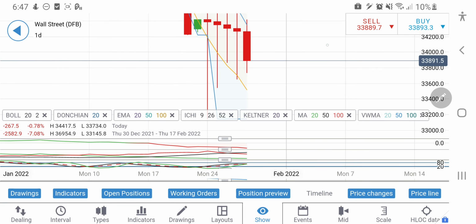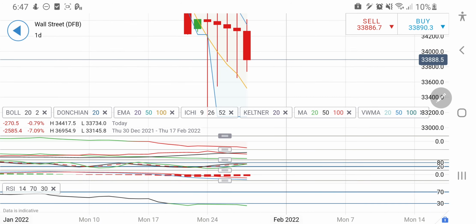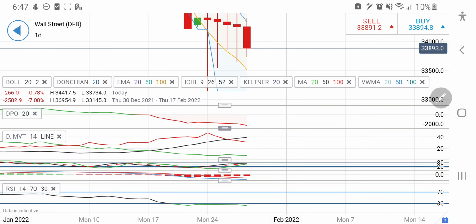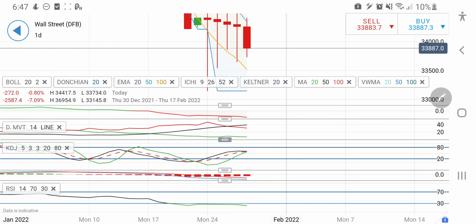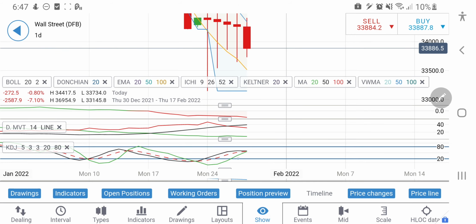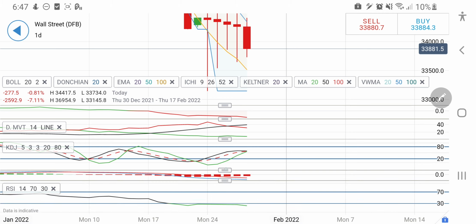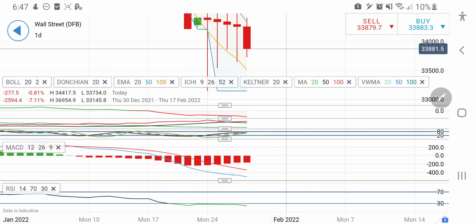Indicators on the daily charts, almost trading at the bottom of the Bollinger Bands. 33,600, 500 zone is the extreme. Detrended price oscillator in the sell zone. The directional movement is on the sell zone already, and you can see the stochastic trying to cross over. Once this crosses over, again we can see a drop in the forthcoming days.